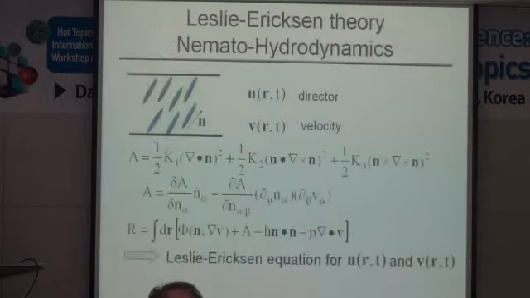Now, I have been discussing what happens in the homogeneous state, where things do not depend on position. But in general, the director is a function of position, and so we need to describe this. This is the Ericksen-Leslie theory, the nematic hydrodynamics, and the state variables are essentially n and v.